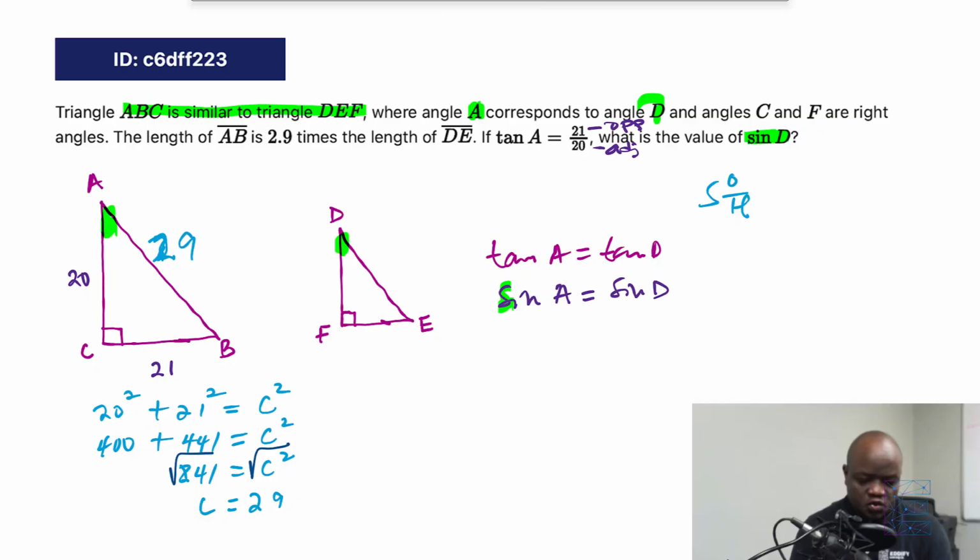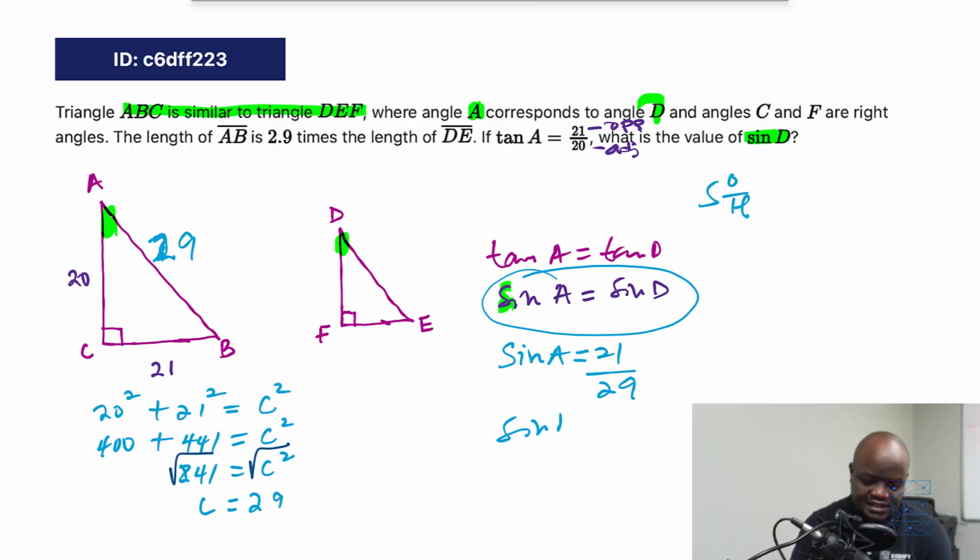So we know the hypotenuse of the bigger triangle is 29. Now we were told that we need to figure out the sine of D, right? So sine A equals sine D. What is sine A? Sine of angle A is opposite over hypotenuse. That means sine D has the same value, 21 over 29. That's it. Boom, shakalaka.